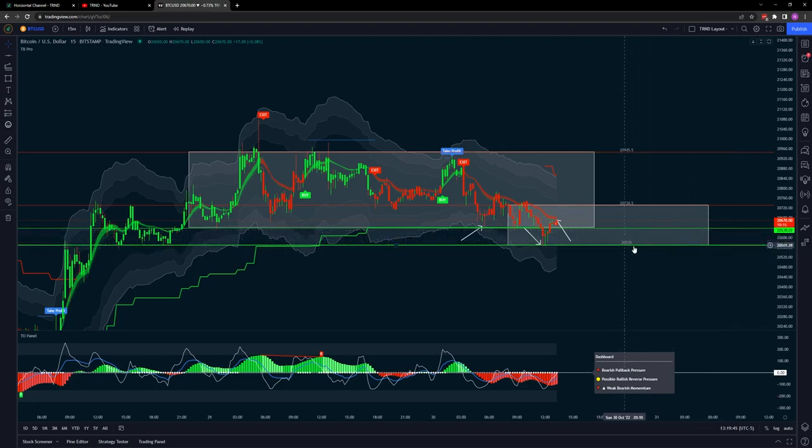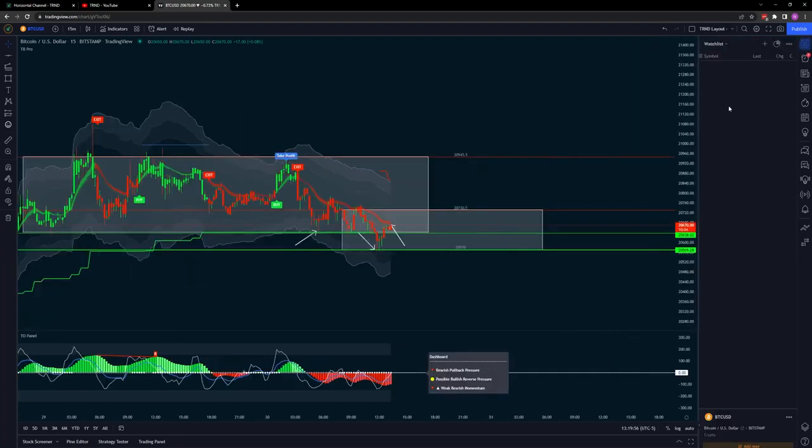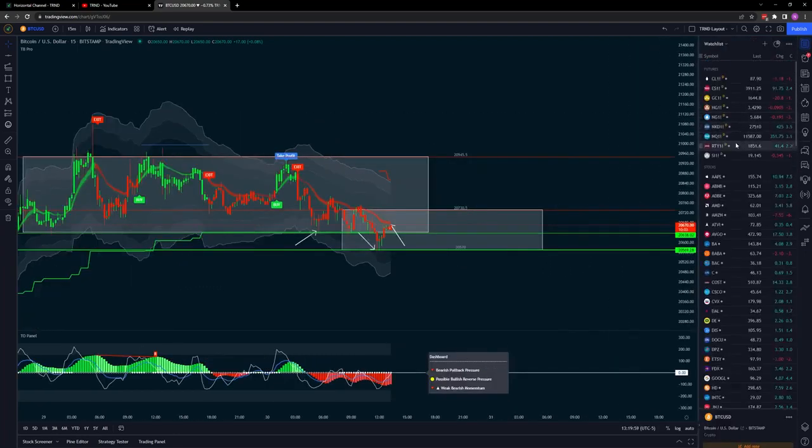And this would have been the actual area I would have waited for, because even though we broke below volatility support, there was another support level not that far apart, maybe $100, and I would have waited for that line to break. Next, let's move on to SPY before we finish up this video.